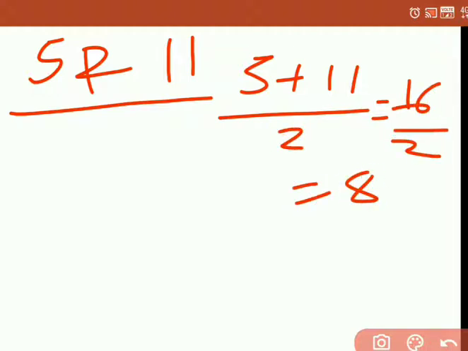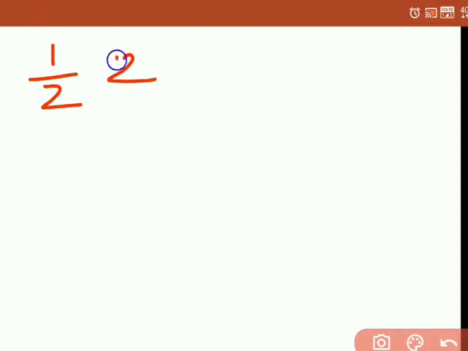So 8 lies between 5 and 11. That way, if I ask you to find the numbers that lie between 1 upon 2 and 1 upon 4, are you able to do it? Let's try it. Let's find the numbers between 1 upon 2 and 1 upon 4.